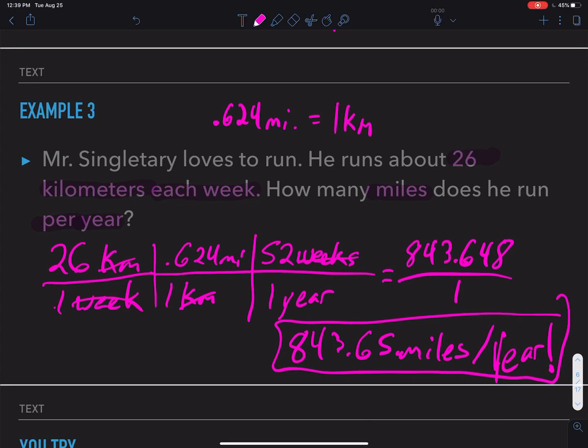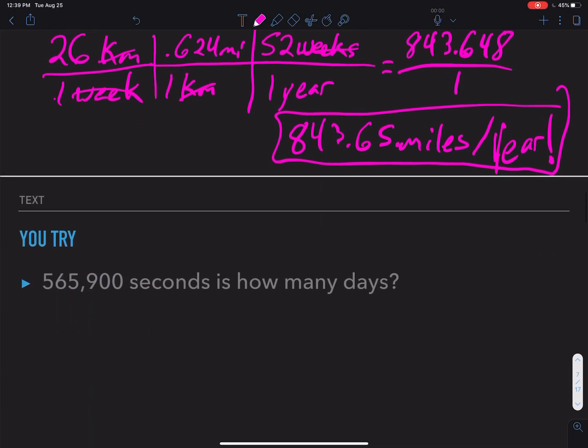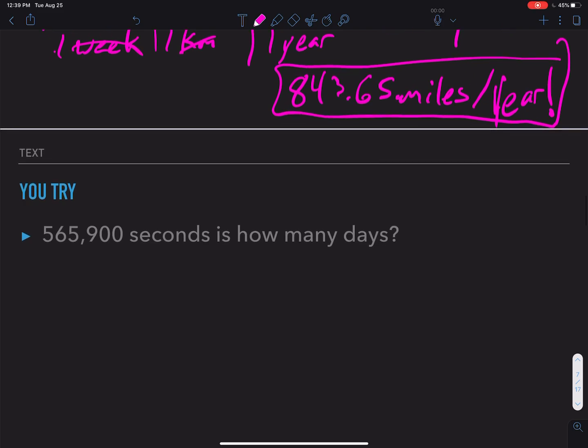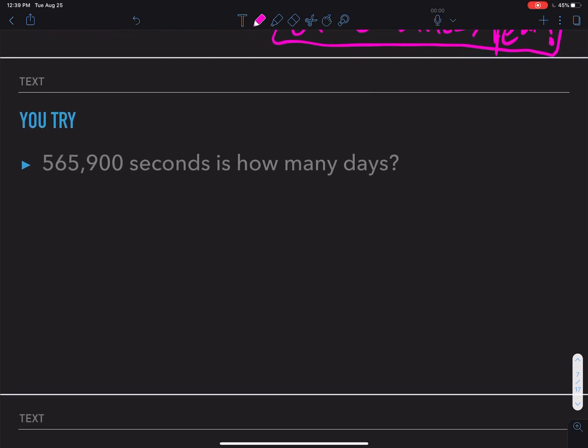That is true. I run between 700 and 1,000 miles per year, depending on how busy the years get.